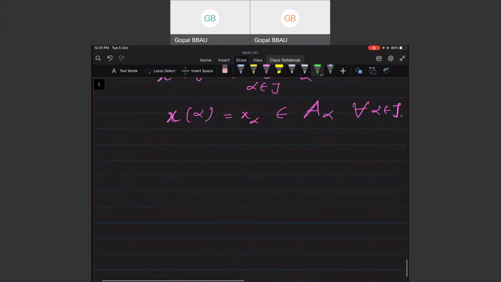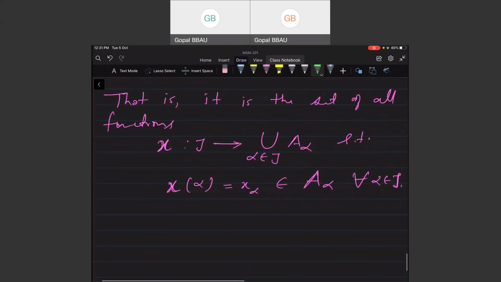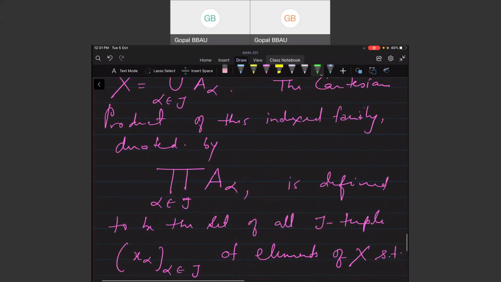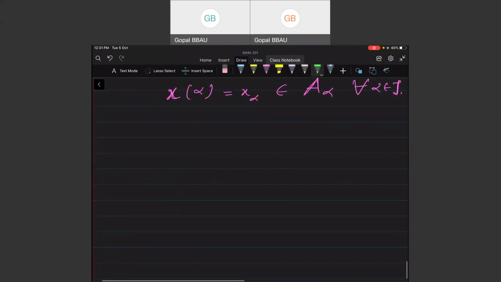Now we define the box topology on this Cartesian product. So, definition.